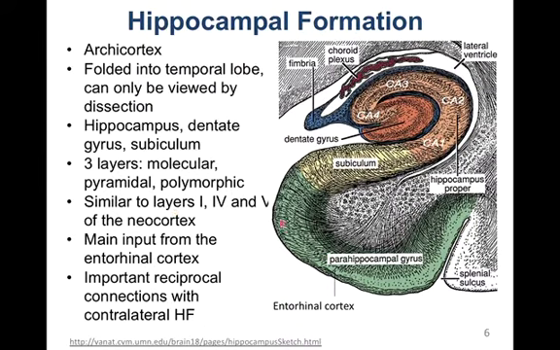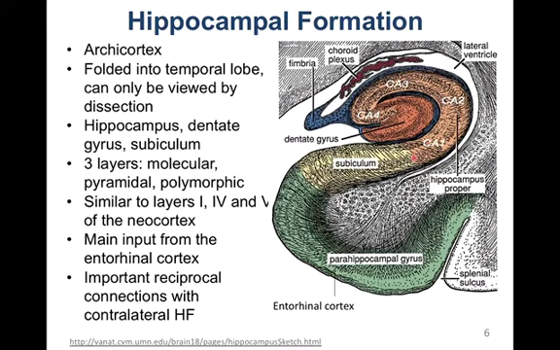So the 3 layers that are present here, if you go back a couple of slides and look at layer 1, layer 4, and layer 5 of the neocortex, the 3 layers that are present here are anatomically similar. Same types of cells are present as in layer 1, layer 4, and layer 5 of the neocortex. So main input to the hippocampus proper and the hippocampal formation is from the entorhinal cortex.